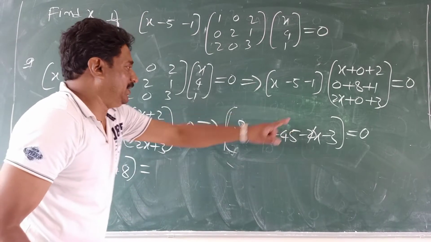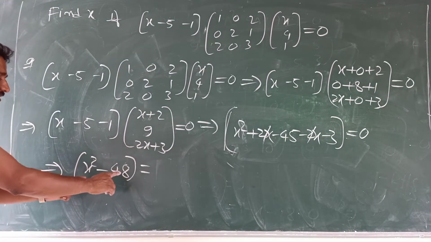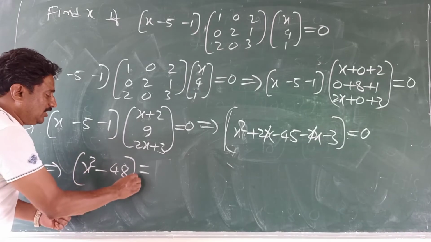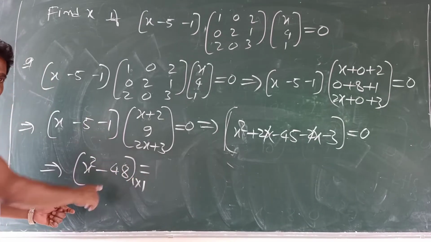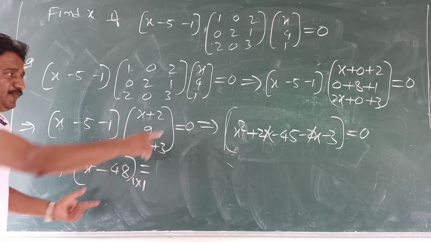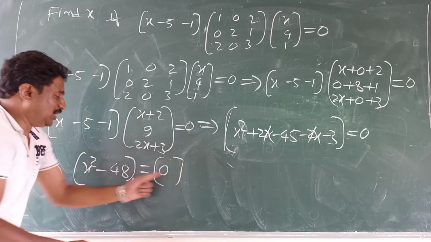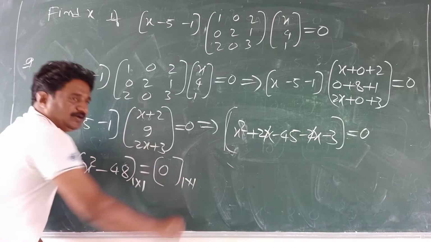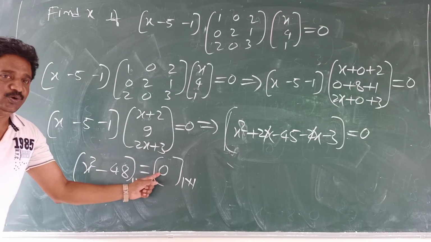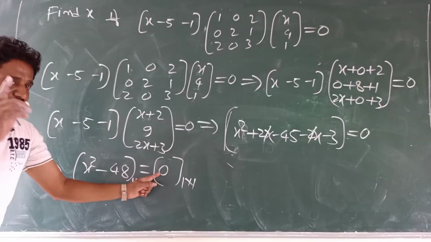O means null matrix. You observe, students, this matrix contains only one element. What is the order of this matrix? 1 cross 1. One row, one column. Therefore, keep this in mind: for that null matrix, you should take only one element because the order should be the same, 1 cross 1. A null matrix containing only 0, right? A matrix, if it contains 0, is called a null matrix.